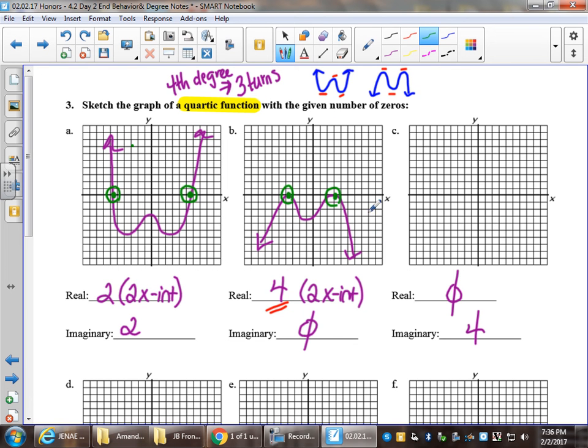Last but not least, no real zeros, so I have no x-intercepts of any kind. They're all imaginary. How would you sketch this so that you never cross the x-axis? Well, just like before, the whole graph is shifted up and opens up, or the whole graph is shifted down and opens down. But notice there is no contact whatsoever with the x-axis.